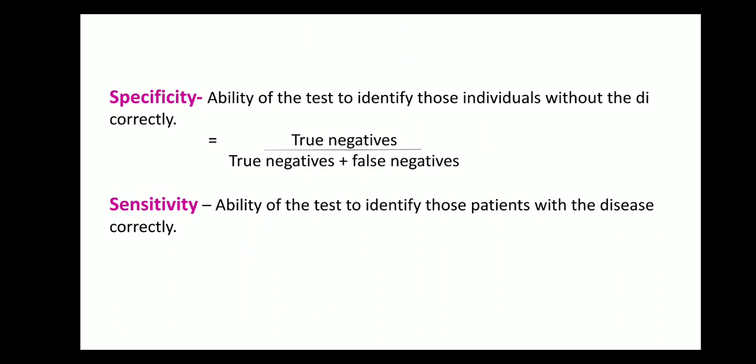So first is specificity. Under quality control, what is specificity? It is the ability of the test to identify those individuals without the disease values correctly. Okay, so true negative value is divided by true negatives and false positives, and that is your specificity.